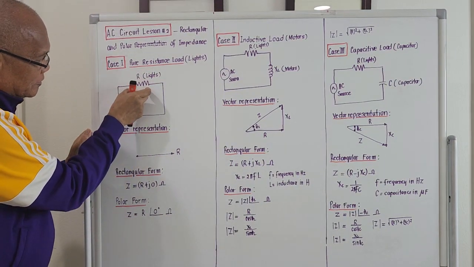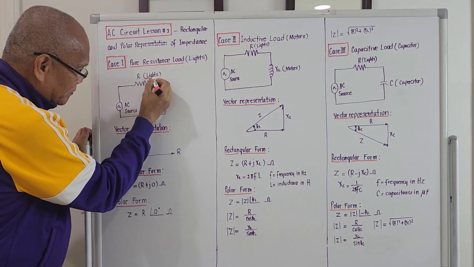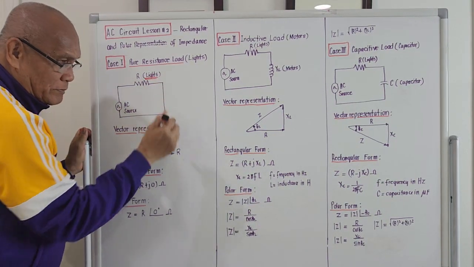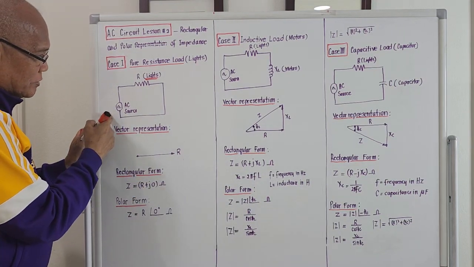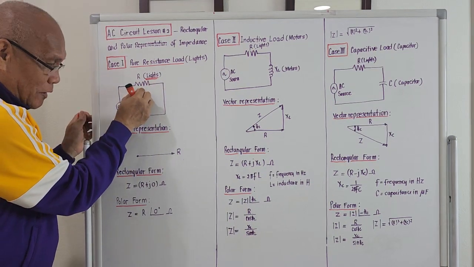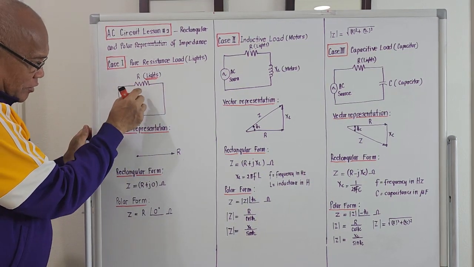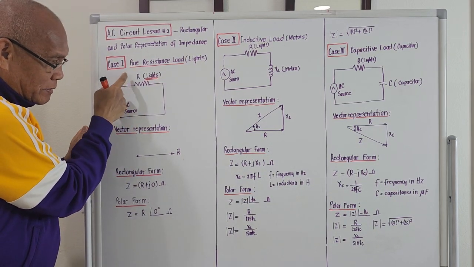This is the resistance load. It comprises of lights, many lights maybe, how many kilowatts. And this is an AC source. So this is just a representation. This is the compressed value of R. Compressed meaning it comprises of many lights, so it is just represented by R.